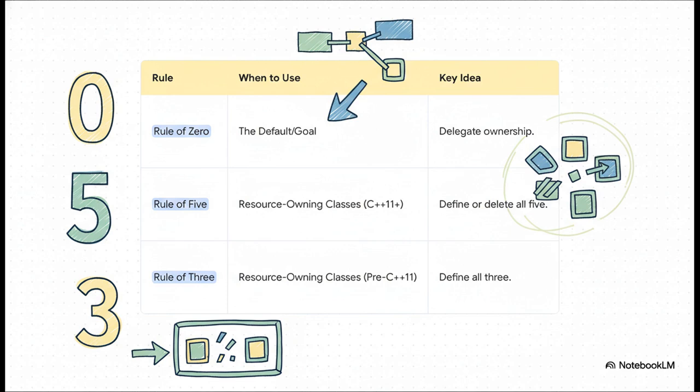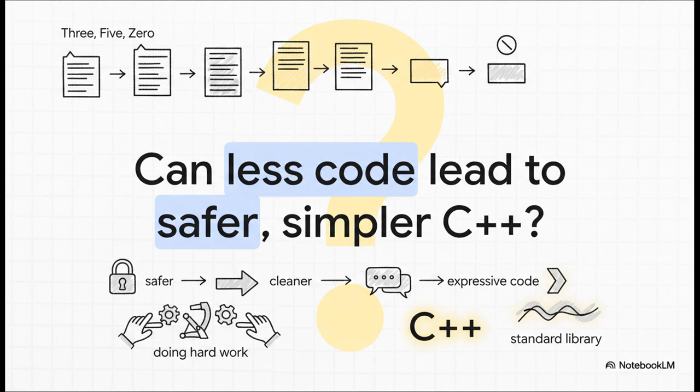Simple as that. When you step back and look at it, the real takeaway here is that this whole evolution from 3 to 5 to 0, it's a story of progress. It's about a huge shift in the philosophy of C++, pushing all of us to write code that's not just safer, but also cleaner and way more expressive, all by writing less code and letting the standard library do the heavy lifting.